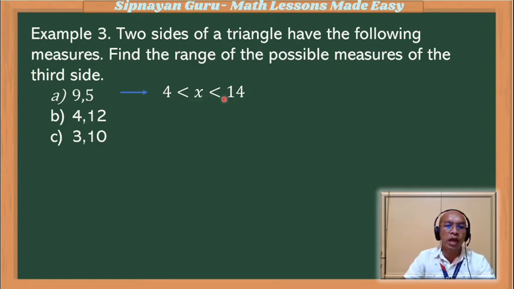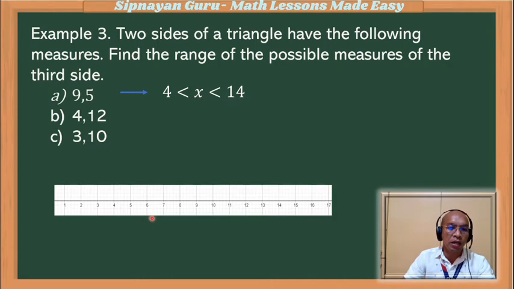So how do you get the upper boundary? You will add up the two given numbers. So 9 plus 5 is 14. So the upper boundary is 14 and the lower boundary is 4. 4 and 14 are not part of the solution.